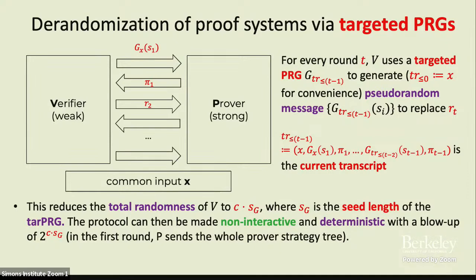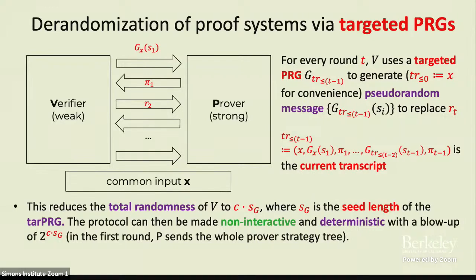The protocol can then be made non-interactive and deterministic with a blowup of 2 to the C times S sub G. You can simply enumerate all possible randomness, and the prover is just going to send you the whole strategy tree. So we'll actually make S sub G sublogarithmic. Therefore, the whole blowup is small.